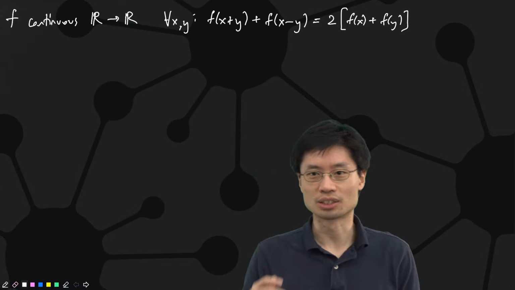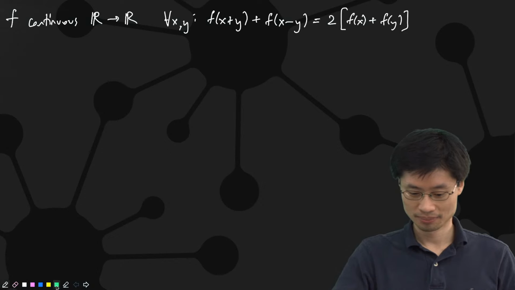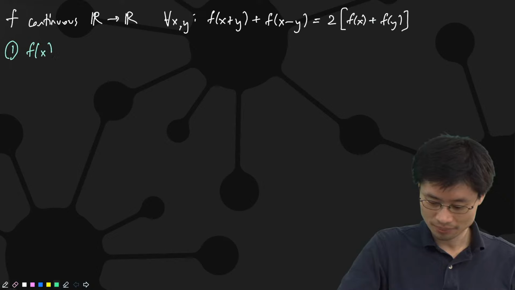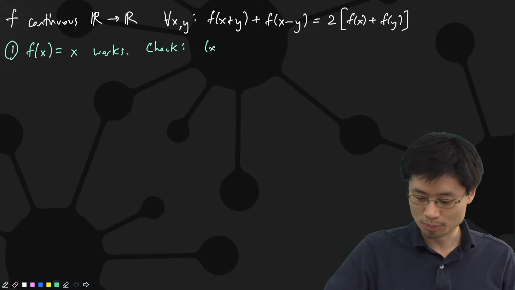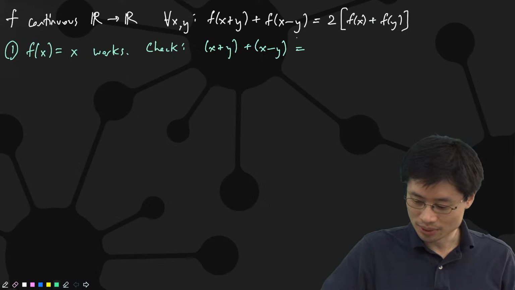So just looking at it, it looks like f of x equals x, or I think for that matter, f of x equals a constant times x, should satisfy it. Okay, let's start with the first one. That's simpler, right? How do you check? Well, what you do is check, is x plus y plus x minus y equal to 2 times x plus y?